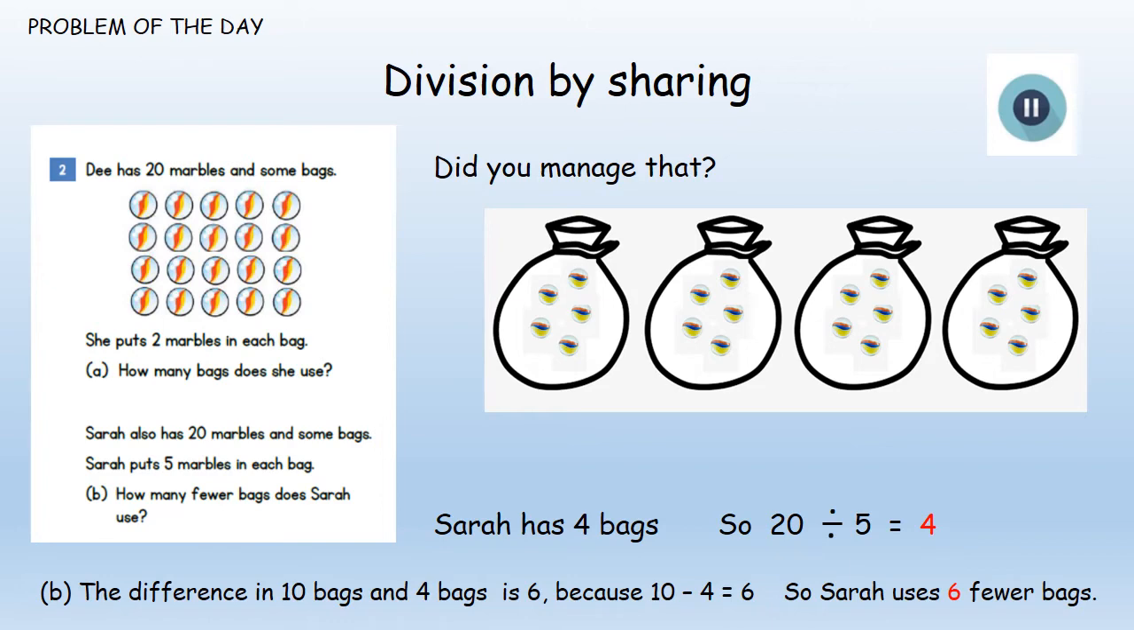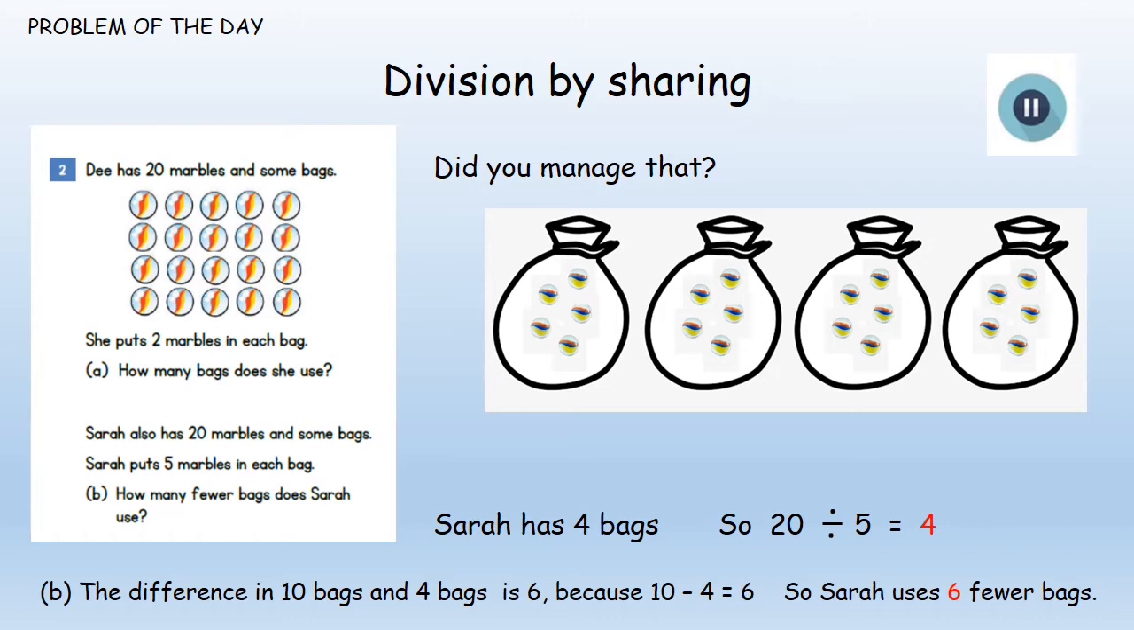And now the second part of A. Sarah also has 20 marbles and some bags. She puts 5 marbles into each bag. So, we need to work out how many bags Sarah's used. So if you put 5 marbles into each bag, you're going to need 4 bags. So 20 divided by 5 equals 4. Sarah has 4 bags.